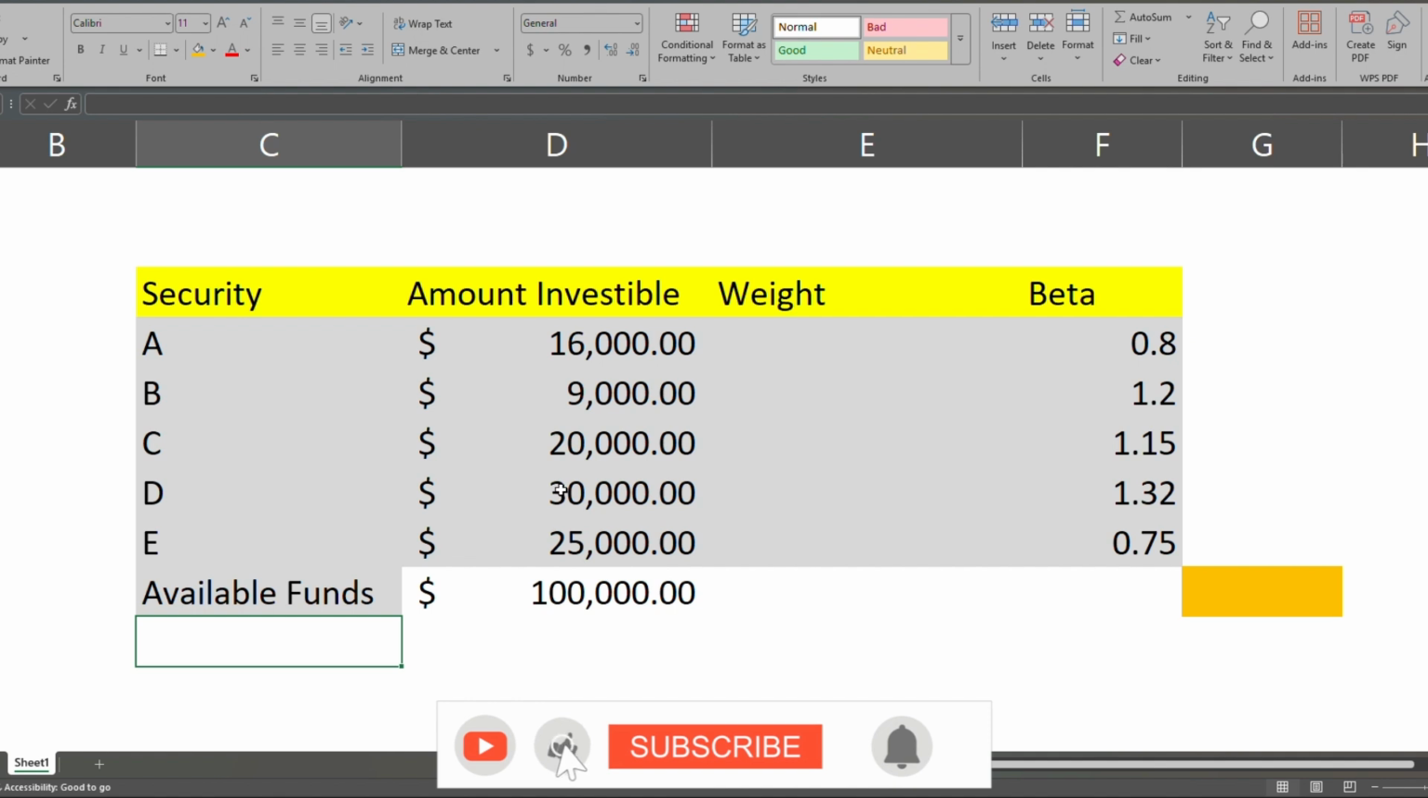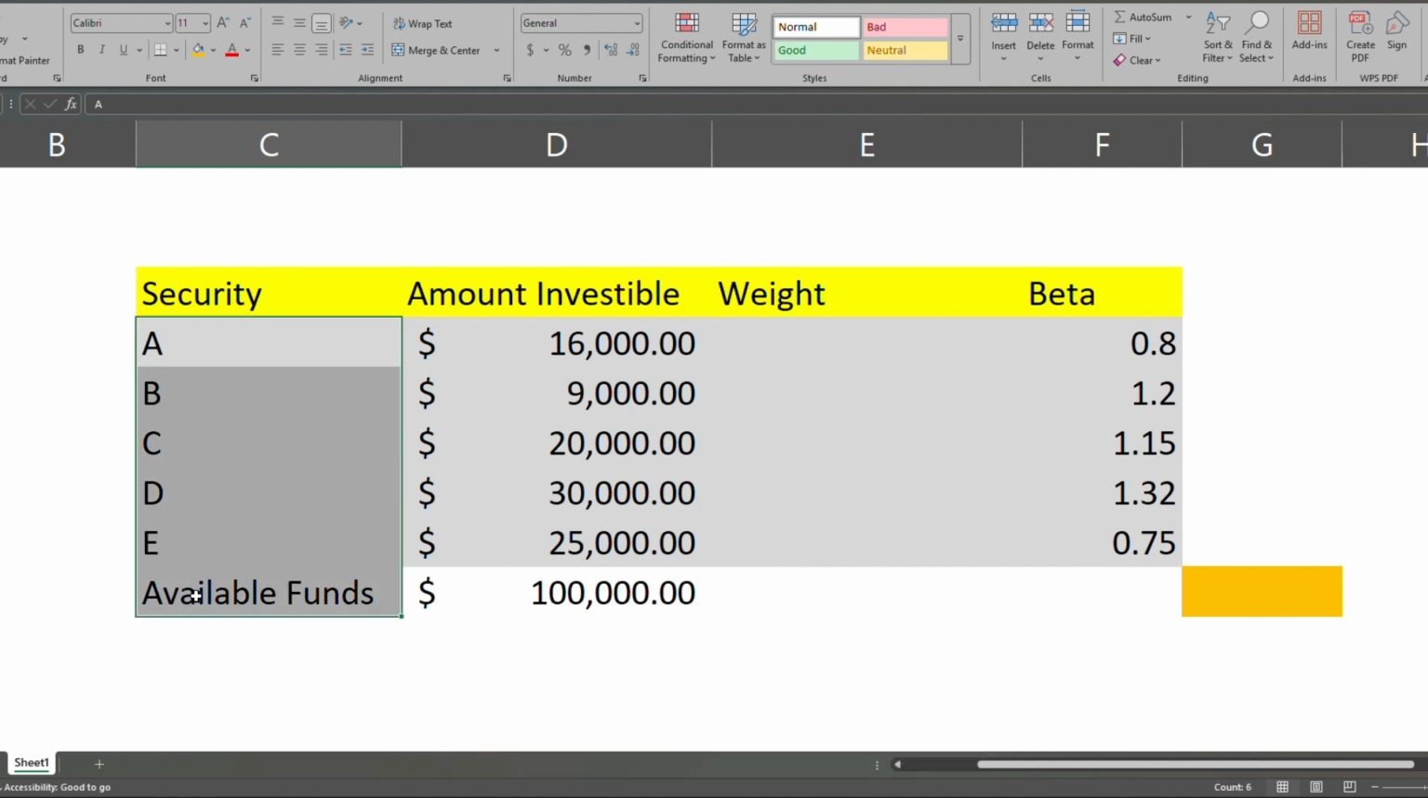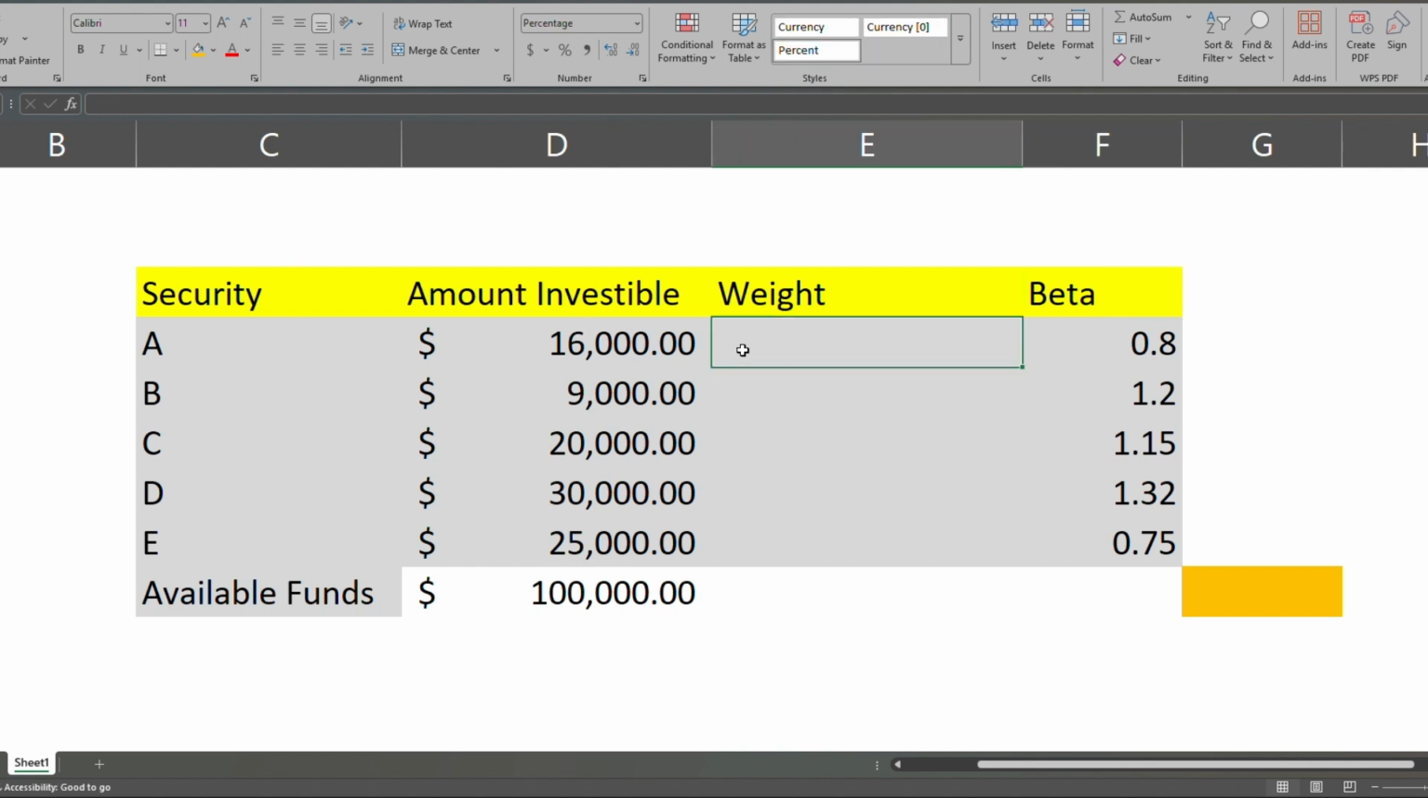So we'll take a quick example here. We have securities from security A down to security E. We have the amount investable. We need to get the weight, like I said, and we've gotten the beta already. Now the weight is expressed as percentages. We have amounts investable on each security, and this is our available funds. So we need to get the weights basically.